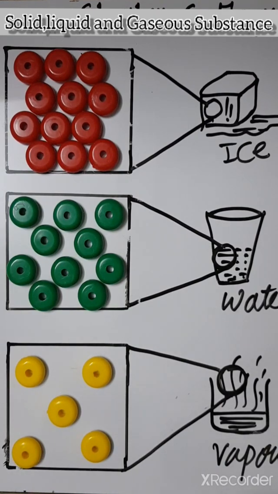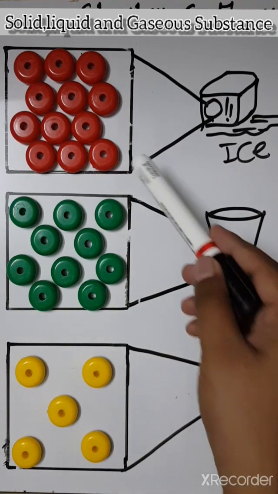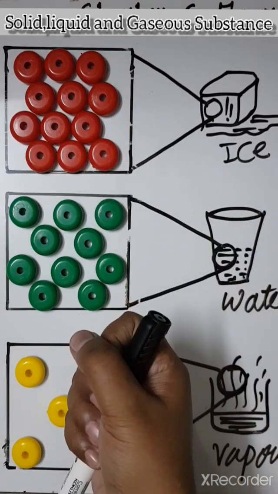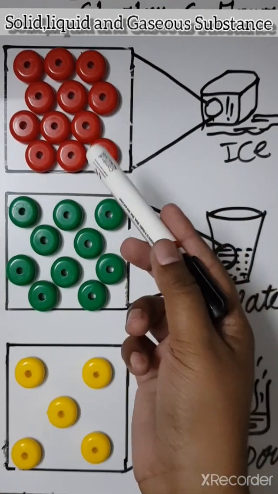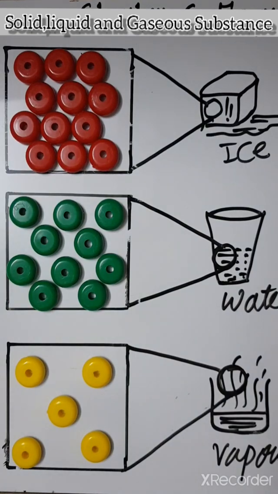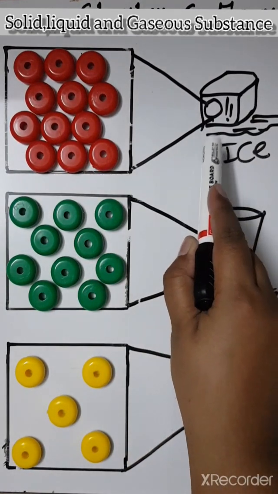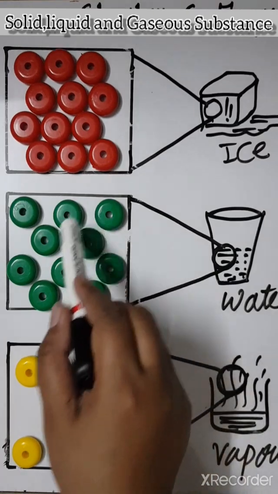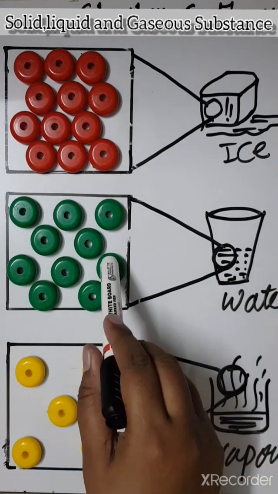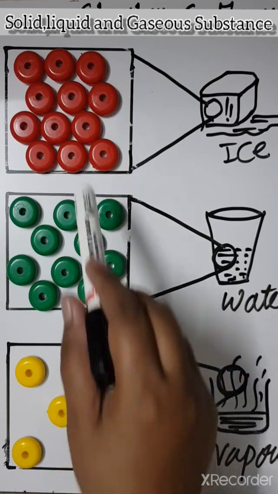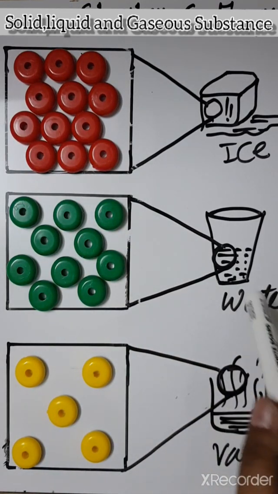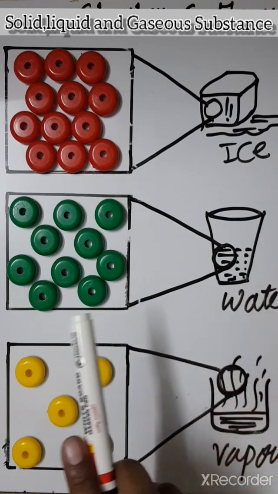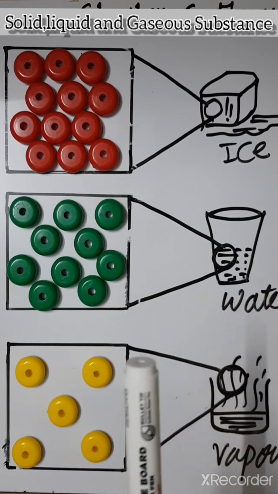So how will we differentiate between solid, liquid and gaseous molecules? In a solid state, molecules are very close to each other and have a very high force of attraction, and that's why solid substances have definite shape and definite volume. In a liquid state, there is a small gap between the molecules, so there is less force of attraction as compared to the solid state. That's why liquid substances do not have a definite shape, but they have a definite volume.